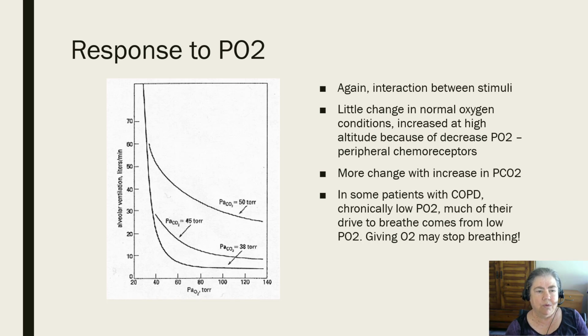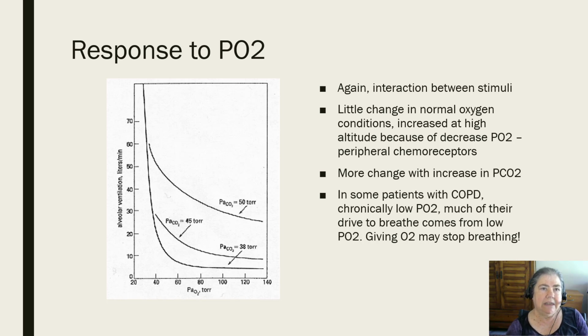So their respiratory drive is driven more by changes in oxygen than by changes in CO2 because the CO2 levels are so chronically high that we've kind of banked down our response to them. In these people who have primarily oxygen driven ventilation, if you give them supplemental oxygen, you can actually turn off their drive to breathe.